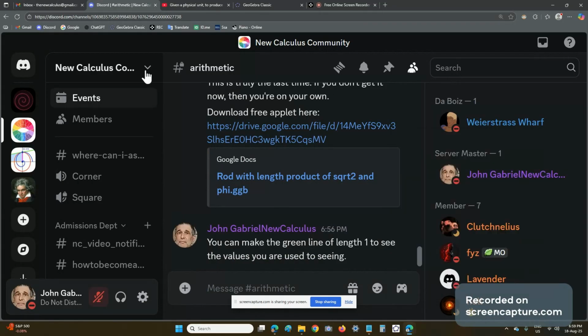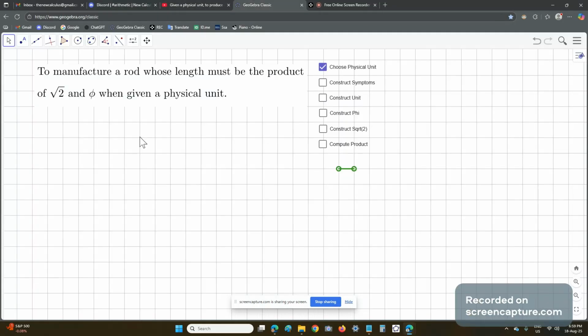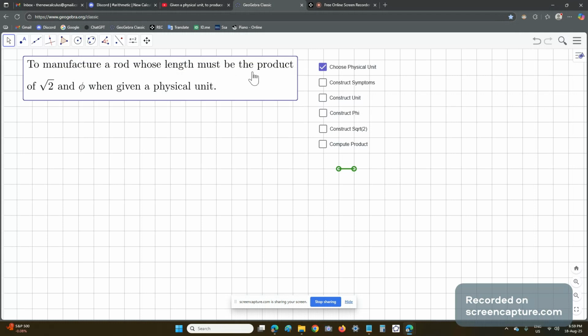The idea of the applet is to manufacture a rod whose length must be the product of square root 2 and 5. In other words, we're looking for something that's going to be 100% precise, because in ancient Greece, they didn't settle for anything that wasn't exact. It's not like your modern algebra where you can write square root 2 is 1.414 or something like that. You need the exact measure.